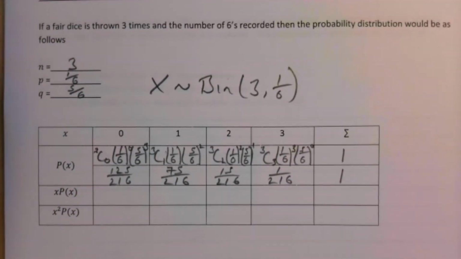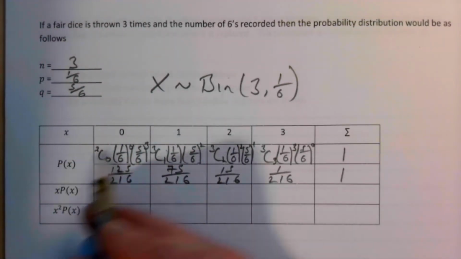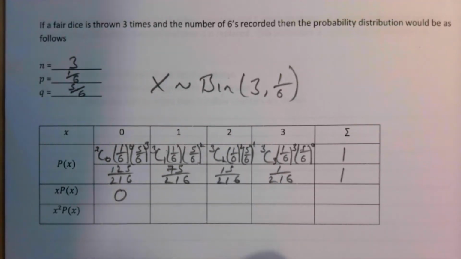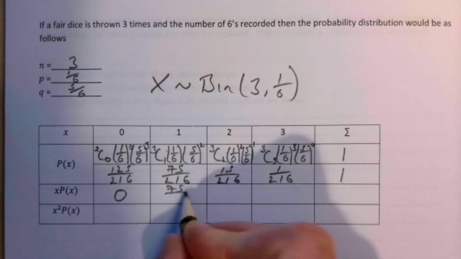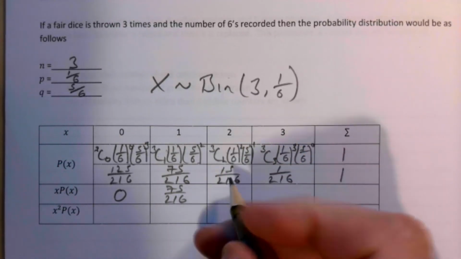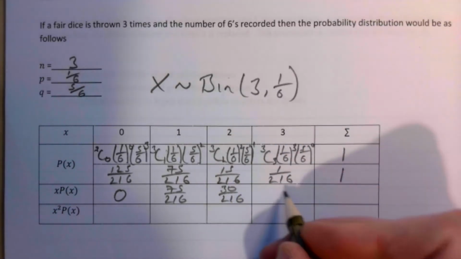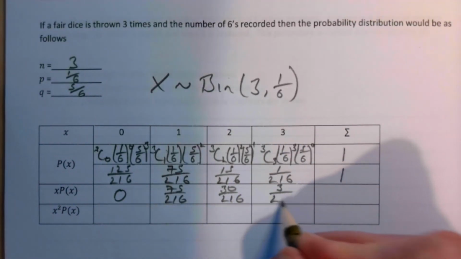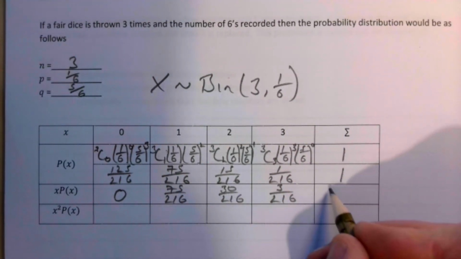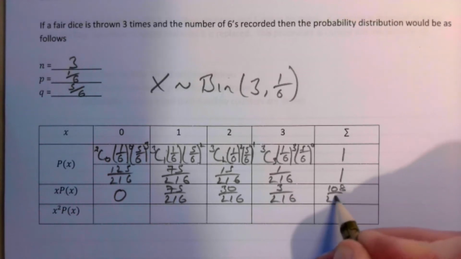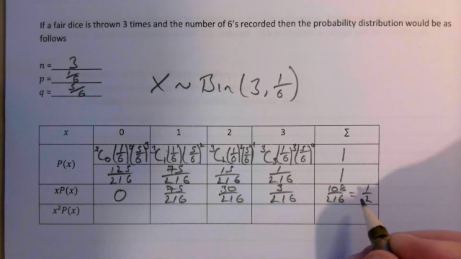Now just stay with me here in terms of what we're doing. Here we're going to do x times P of x. There's your x, there's your P of x. 0 times this gives us 0. 1 times this, 75 over 216. 2 times this, 30 over 216. 3 times this, 3 over 216. If we add these up, 75 and 30 and 3 gives us 108 over 216. Looks a bit odd, but it's just a half.